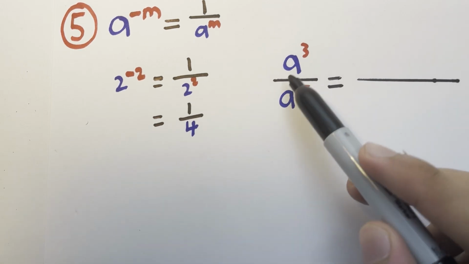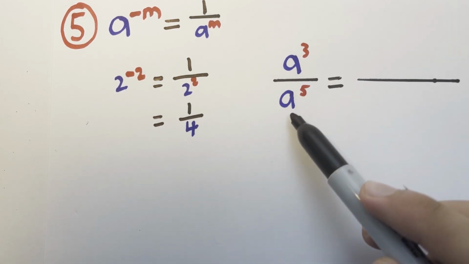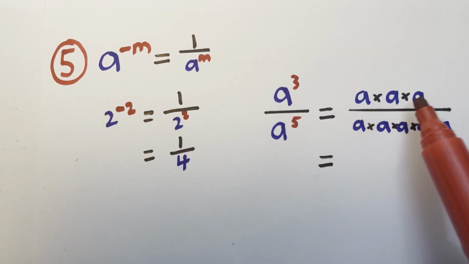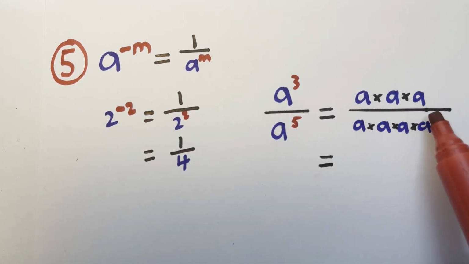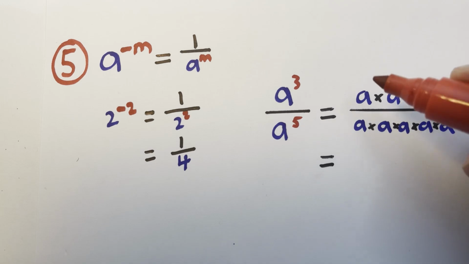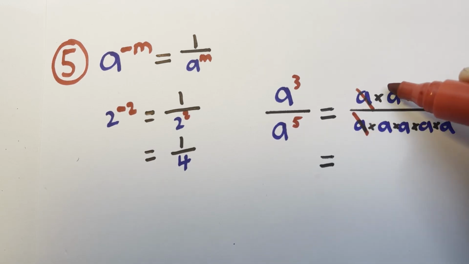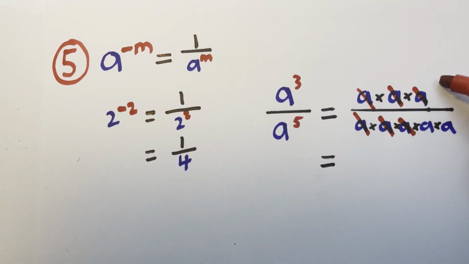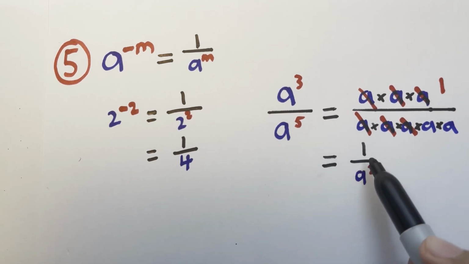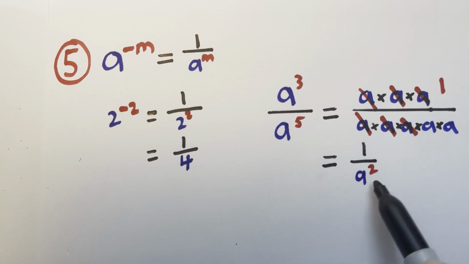Let's consider the example a to the power of 3 divided by a to the power of 5. This can be rewritten as a times a times a, 3 a's, divided by a times a times a times a times a, 5 a's. We can cancel the a's at the top with the a's at the bottom. Having cancelled everything at the top, we're left with just a 1, and at the bottom we're left with a multiplied by a. This leaves us with 1 over a squared, since a times a is a squared.